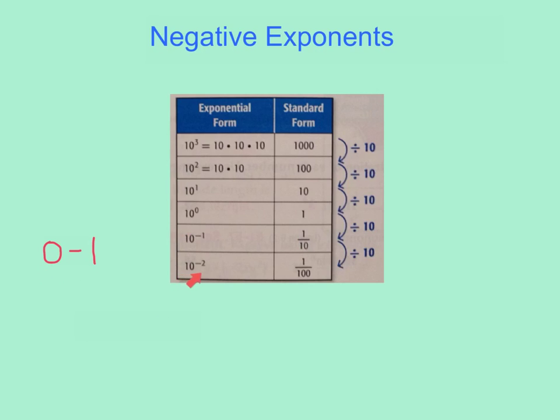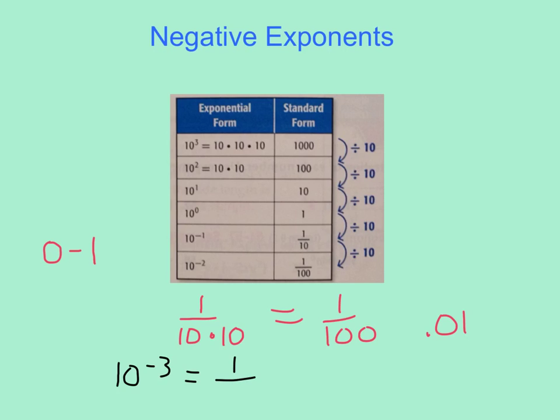So another way to write this, 10 to the negative second power, would look like this. 1 over 10 times 10, which we know would be the same as 1 over 100, so 1/100th. I could also write it like this. So 10 to the negative third power could be written like this, 1 over 10 times 10 times 10, which would be 1 over 1,000, or 1/1000ths. So the negative exponent here doesn't mean it's a negative number. It tells us we're going to be dealing with a fraction, a number between 0 and 1.